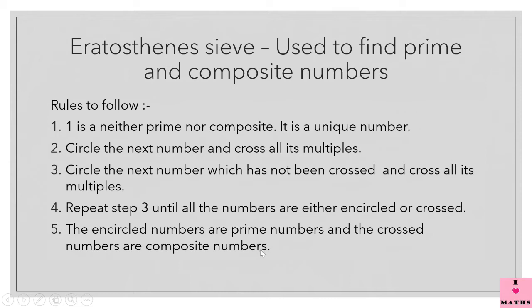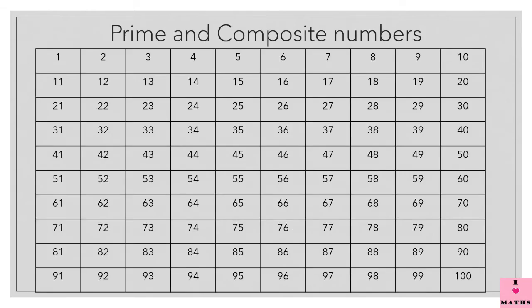Now, some of you may not have followed when I explained all this to you. So, what I'm going to do? I'm going to actually do it for you. In this slide, children, I have written numbers from 1 to 100. So, I am going to use Eratosthenes Sieve and separate prime numbers and composite numbers from this grid.